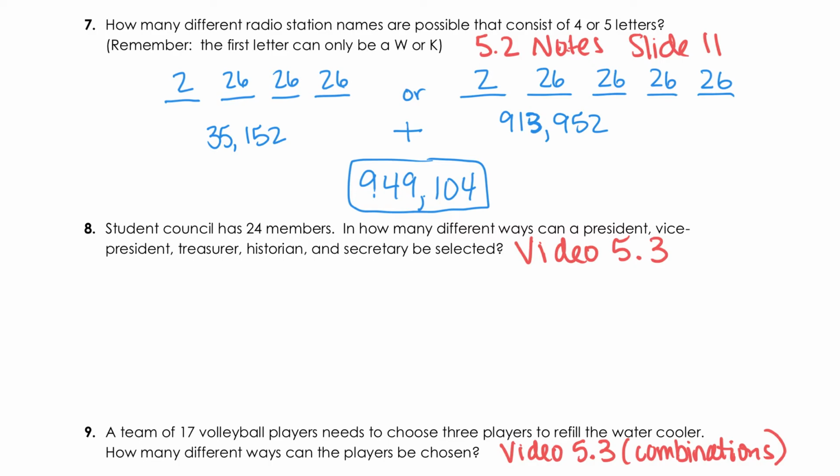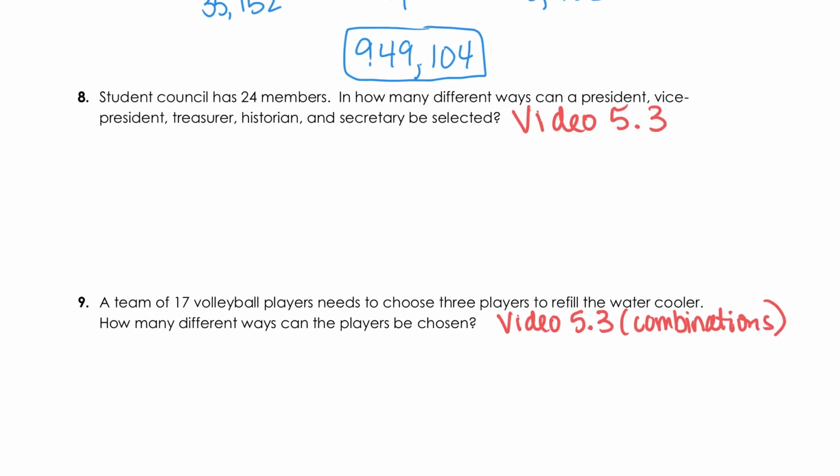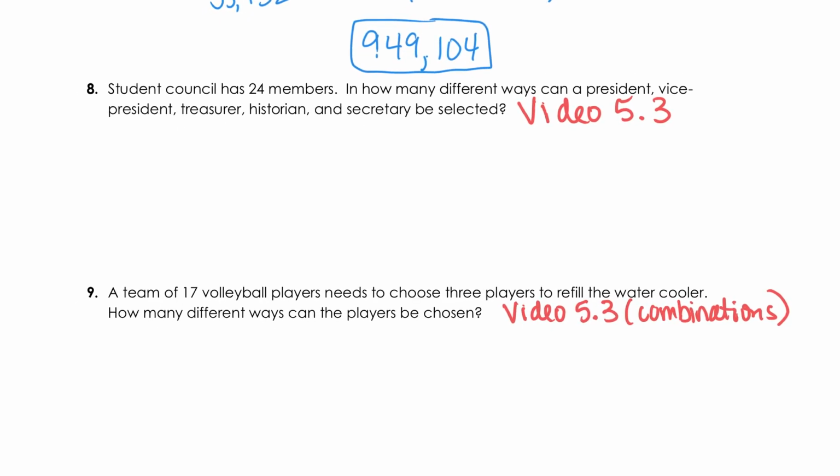All right, student council has 24 members. Okay, this one is almost identical to a problem that I did in video 5.3. In how many different ways can a president, vice president, treasurer, historian, and secretary be selected? Okay, this is a permutation because we're going to have specific jobs for these people. So with a permutation, you want to put the total number first. Well, there's a total of 24 members, and we have 1, 2, 3, 4, 5 positions for them. So that's going to be the subset.